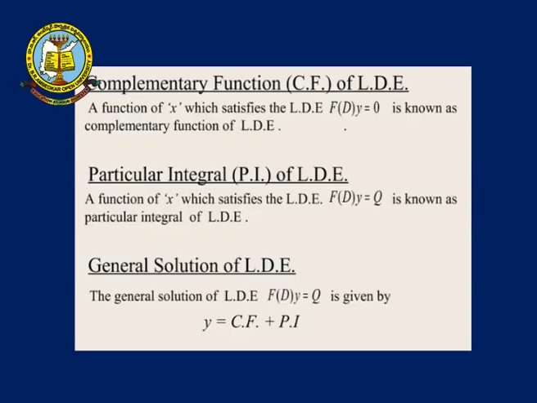So whichever solution satisfies f of D into y equal to 0 is called a complementary solution or complementary function. Now the particular integral: whichever solution satisfies the differential equation with the right side term q of x is called a particular integral. Now the general solution means the complementary solution plus the particular integral.